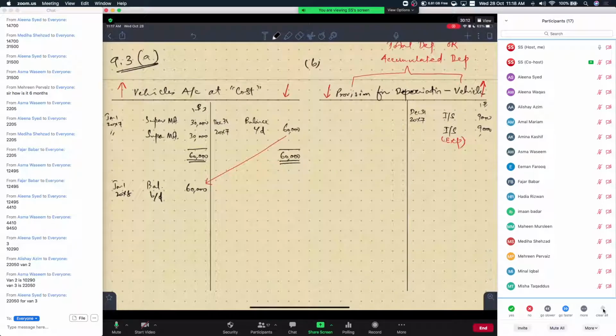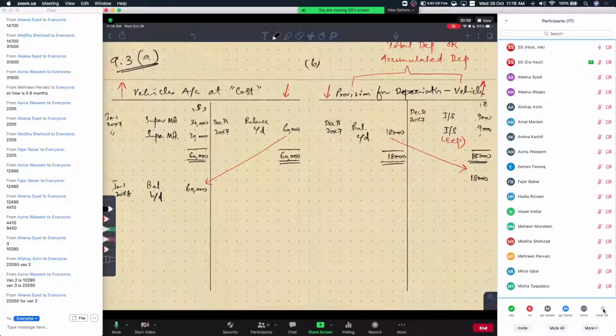Now we are going to do the same for provision for depreciation account. We have the $18,000 here, right? And we are going to calculate the balance carried down just like we did for vehicles account. The date will be 31st of December 20x7, and based on the nature of this balance carried down, we are going to bring it down the next year as balance brought down. So balance brought down, January 1st, 20x8. So our next year has begun.